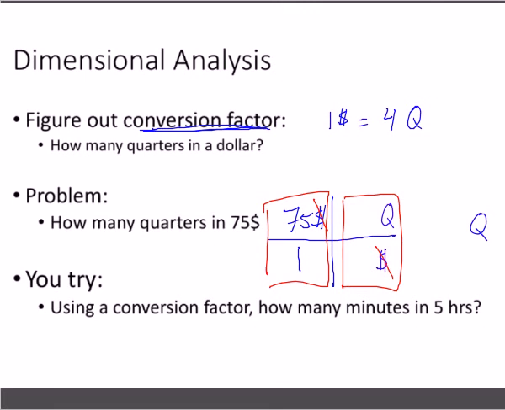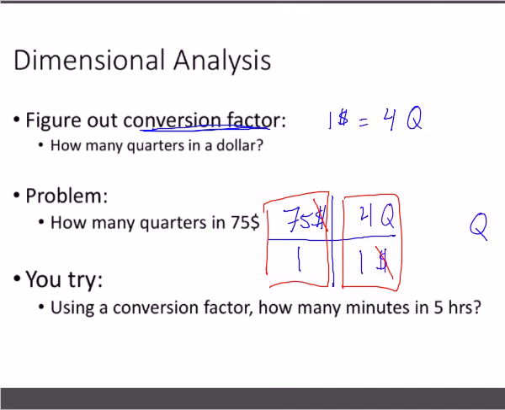Get the desired unit to be on the top of a new fraction and the ones you're trying to get rid of on the bottom. So desired on top, the ones you're trying to get rid of on the bottom. Now we can plug in our numbers. Look back up here to our conversion factor and match the numbers up to their appropriate unit. How many quarters do we have? 4 for every $1. Now all you've got to do is do the math.